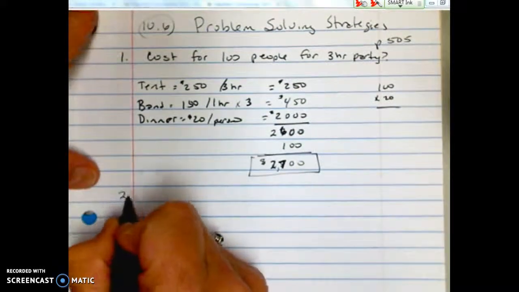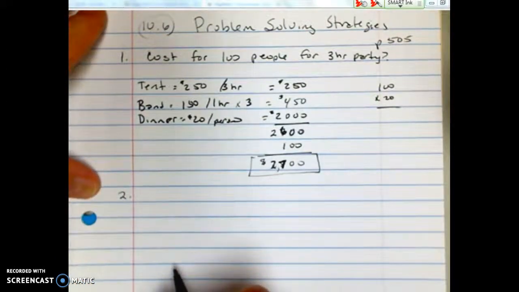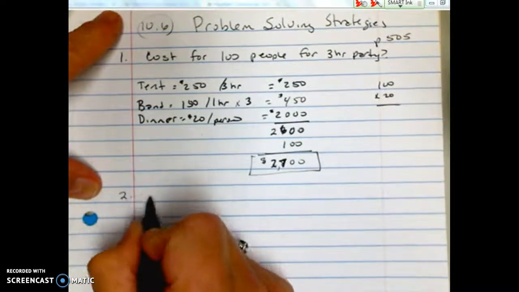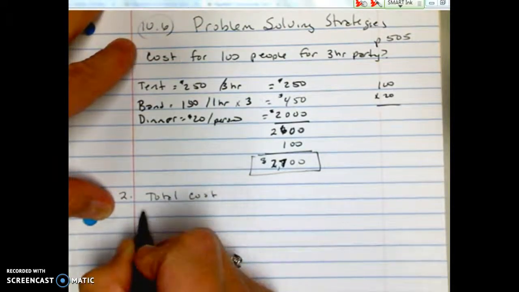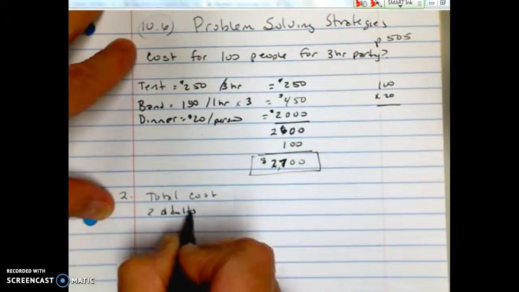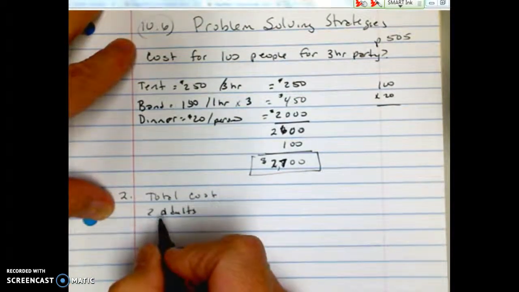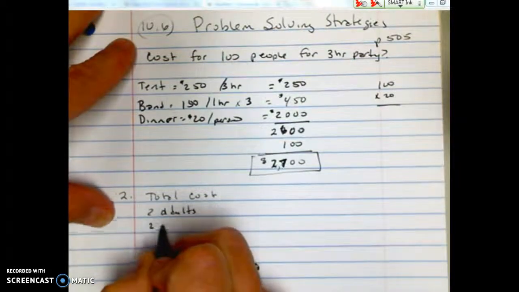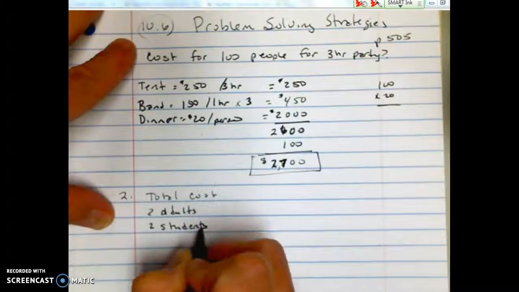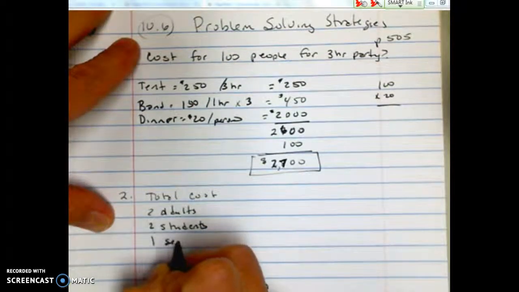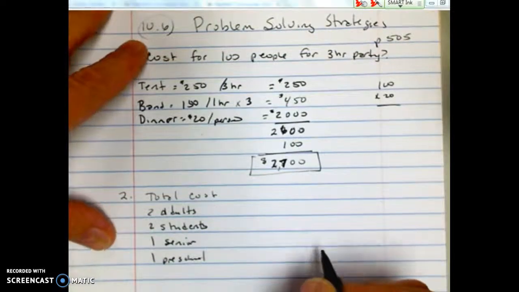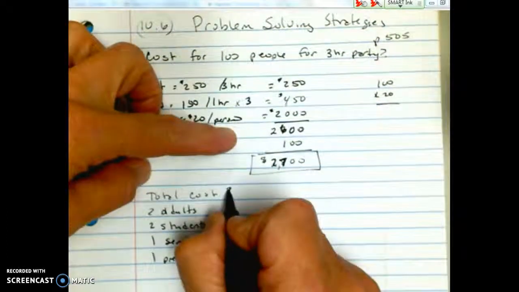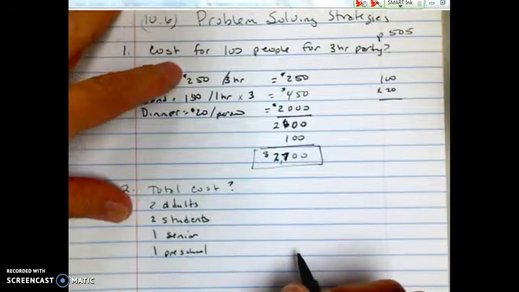Let's go to number 2, skip a line. We're talking about a museum price. How much is it going to cost for this group to go into the museum? So we want the total cost for, we have 2 adults, we have 2 students, and 1 senior, and 1 preschooler person. So again, we're trying to figure out what the total cost is, so little chunks at a time.